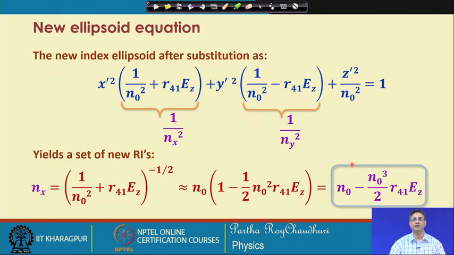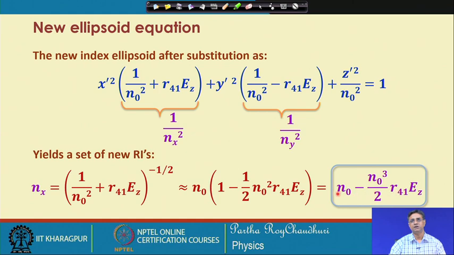So, you can see that in the presence of the electric field E z, the refractive index which was n 0 has now changed, becoming less or more depending on this r 41, whether it is positive or negative.